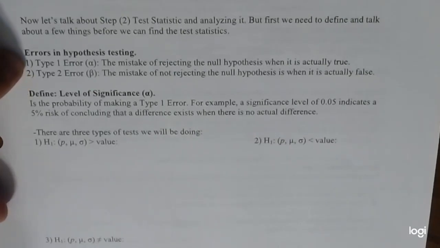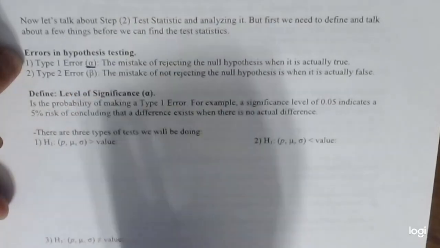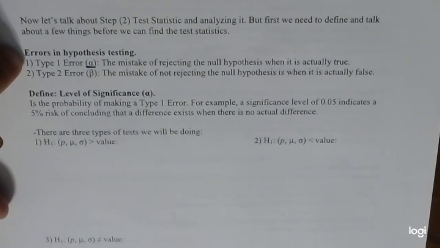The first one is called a type 1 error, or an alpha. Now, we talked about alpha before, right? So same type of alpha. It is the same concept. Now we just brought it into an example. It's the mistake of rejecting the null hypothesis when it's actually true. So a type 1 error is called an alpha error. And a type 2 error is the mistake of not rejecting the null hypothesis when it's actually false.